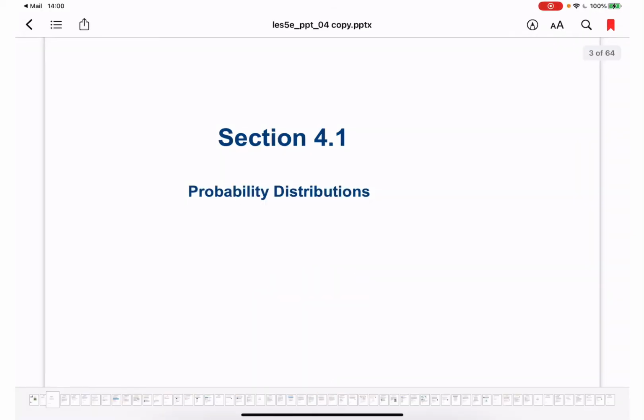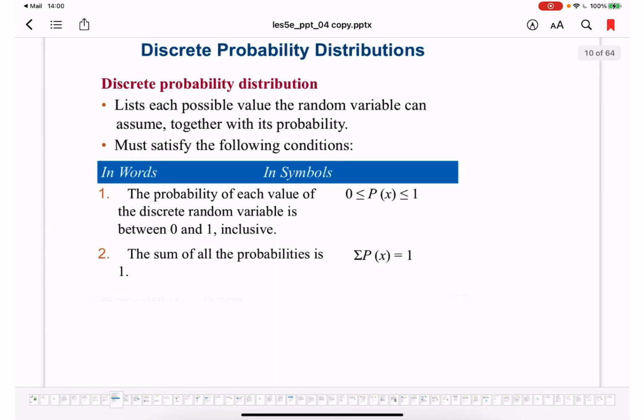Okay, in this video I'm going to cover probability distribution, chapter 4.1. We are going to explore discrete probability distribution. Discrete probability distribution is the distribution that is not continuous. It's discrete, you can count it, okay? So what are we going to learn in discrete probability distribution?